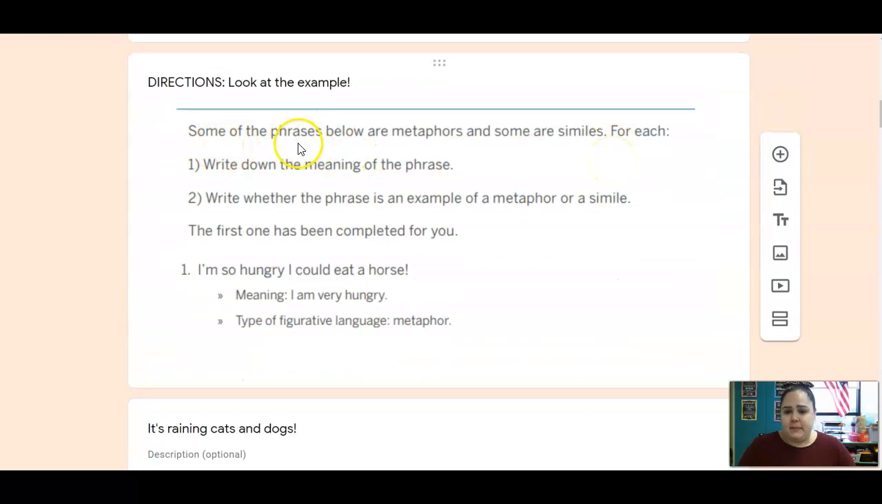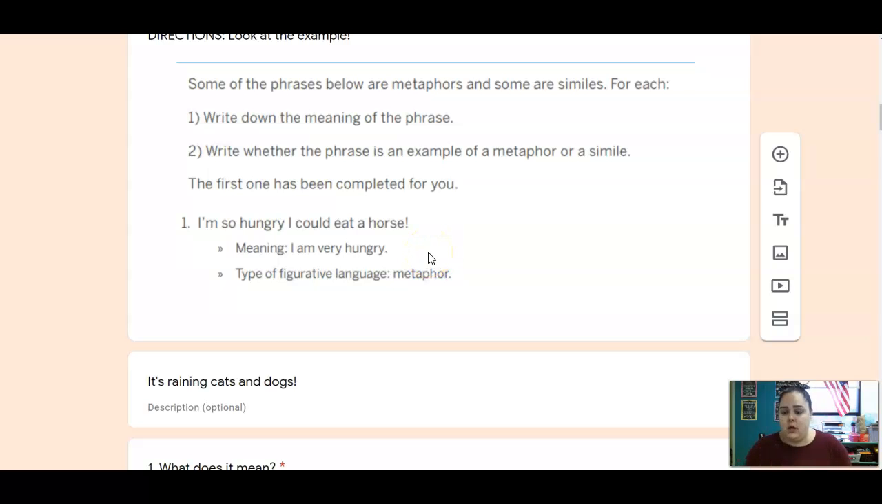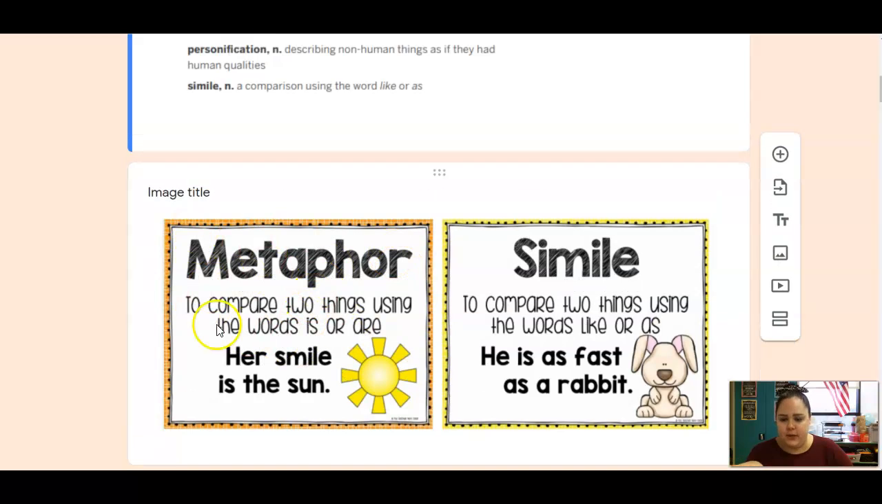Okay. Some of the phrases below are metaphors and some are similes. For each one, we're going to tell what the phrase means, and you're going to tell me if it's a metaphor or a simile. So here's an example. If the figurative language was, I'm so hungry, I could eat a horse, the meaning is that you're very hungry. So you're not literally going to eat a horse, but this is a metaphor that is talking about just how hungry they are. And this is a metaphor because there is no like or as, but it's still comparing their hunger to what they could eat. So it's comparing two things, but it does not use like or as, so it's a metaphor.